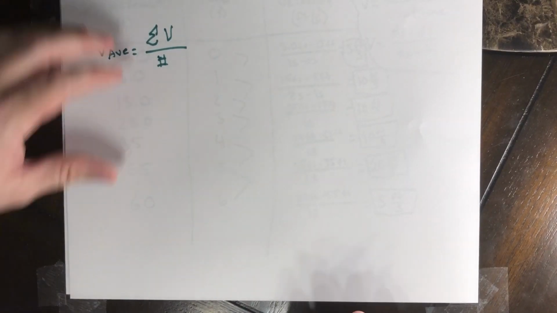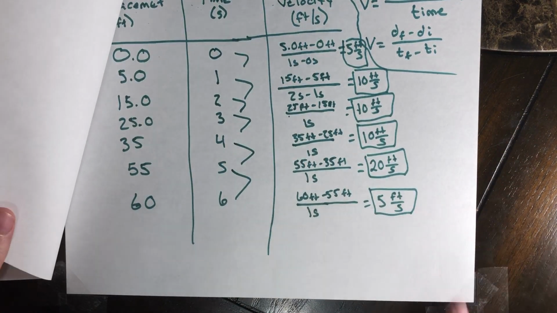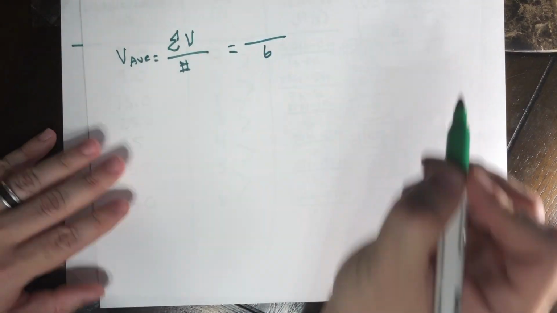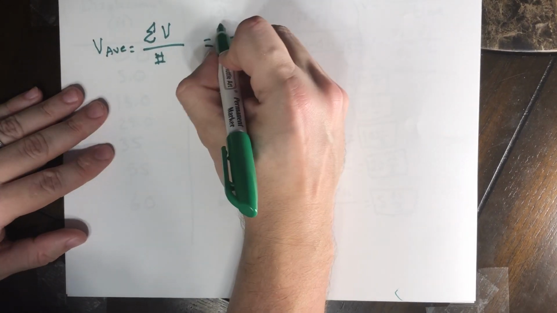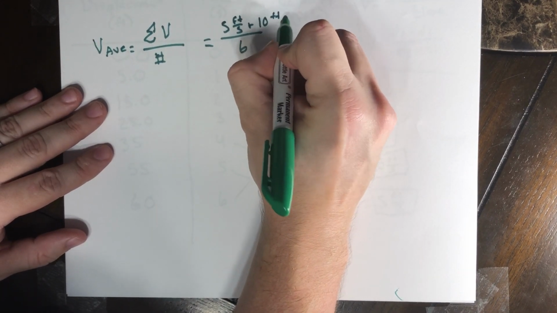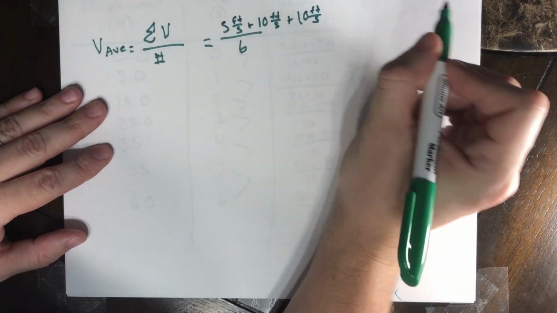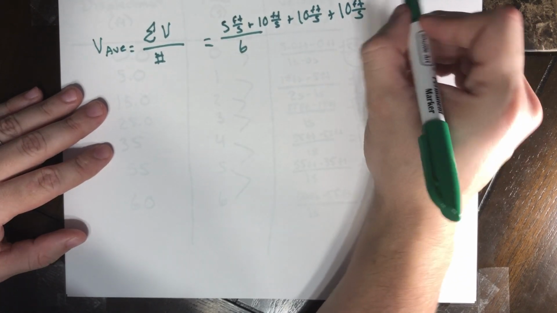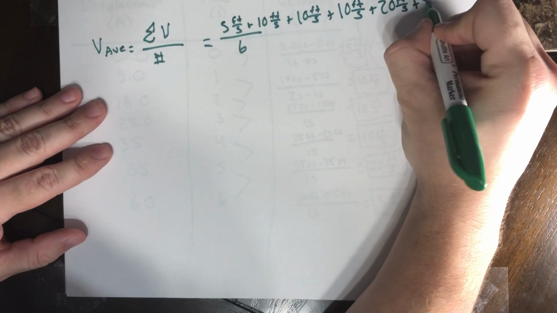Okay. Now if we look back at our other page, we have 1, 2, 3, 4, 5, 6 velocities. So the bottom of this is just going to be 6, because that's how many velocities we have. And now we just have to sum. We have to add all these up. So we have 5 feet per second plus 10 feet per second plus 10 feet per second, another 10 feet per second, 20 feet per second, and 5 more feet per second on that.